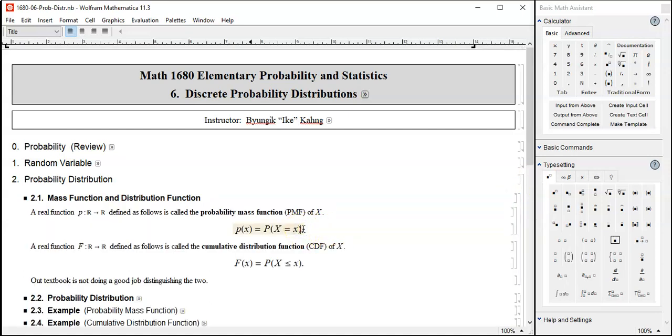The probability mass function is a probability where the random variable capital X is taking a numerical value small x. The cumulative distribution function is a probability that the random variable capital X is getting numerical value small x or less. Or less. That's the key part. So we have cumulative probability.